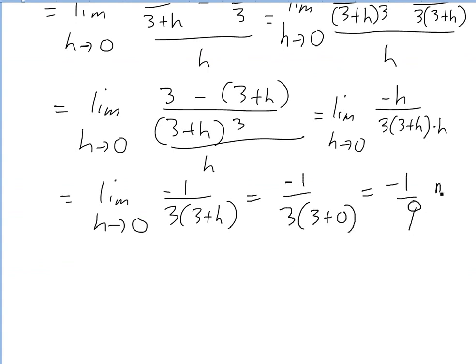Remember, this is going to be in meters per second. And this is the velocity. So v of 2, after 2 seconds, equals negative 1 over 9 meters per second.